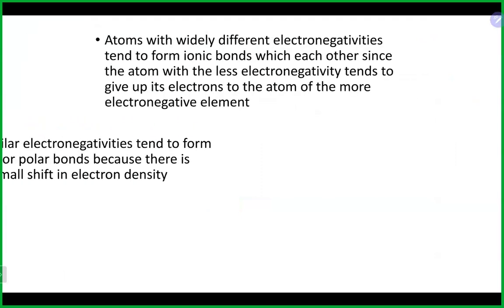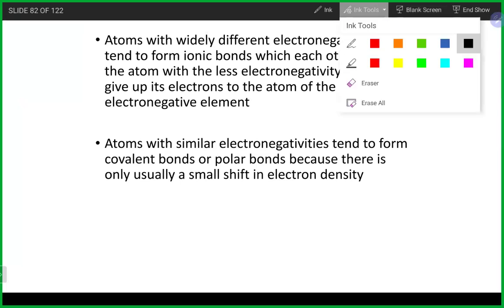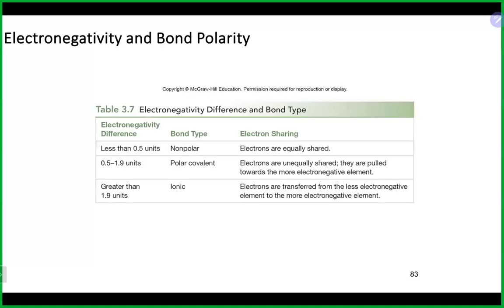All right, so obviously, as we saw there, atoms with really widely different electronegativity values will create some type of ionic bond if they're really, really different, or some type of polar bond. And ones with equal sharing there will get you your nonpolar. So here's that breakdown that we talked about in terms of difference in electronegativity values.